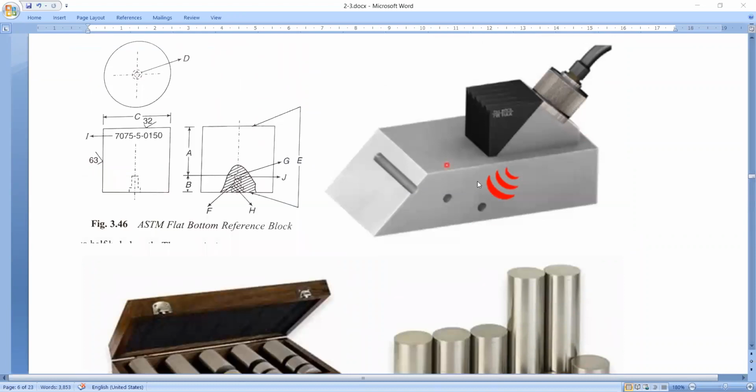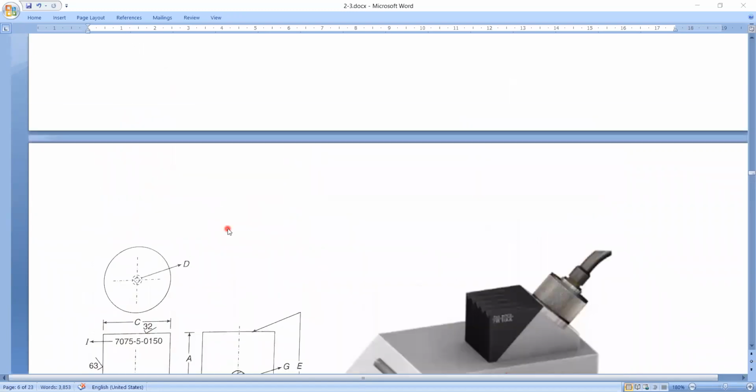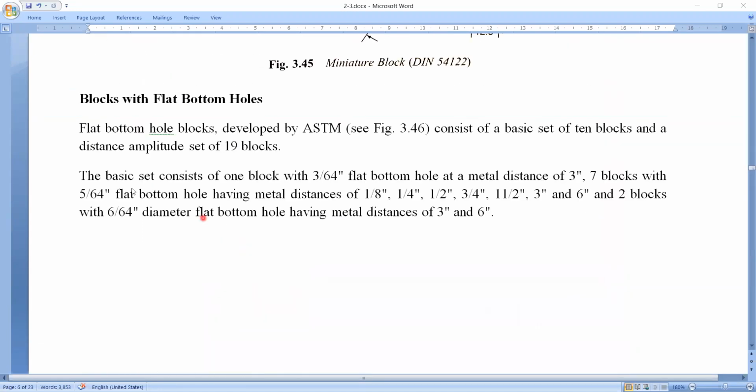This is one kind of ASTM flat bottom reference hole block. These blocks have a standard bottom hole, a flat bottom hole. Here we have 10 blocks with this bottom hole. Now we are testing these blocks for measuring the performance of, or testing, the equipment.